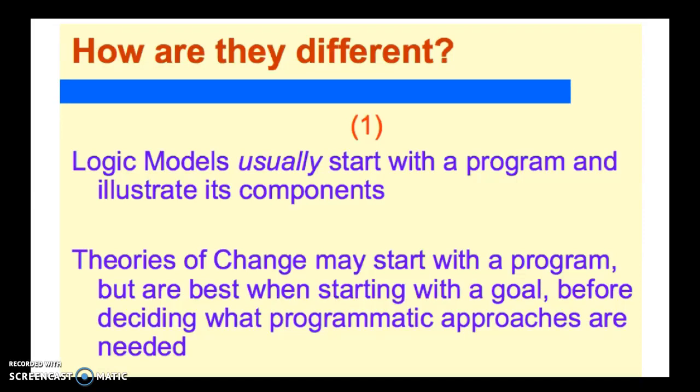So another way they're different, logic models will start with the program and illustrate its components. And theories of change might start with a program, but they're best when starting with a goal before deciding what programmatic approaches are needed. So this is, I think, where people are a little bit confused with the logic model, because all of you already started with a goal with the VMOSA project last week, and now you have that goal, and so a lot of you are almost creating theories of change models versus logic models because it doesn't feel like the logic model is robust enough.